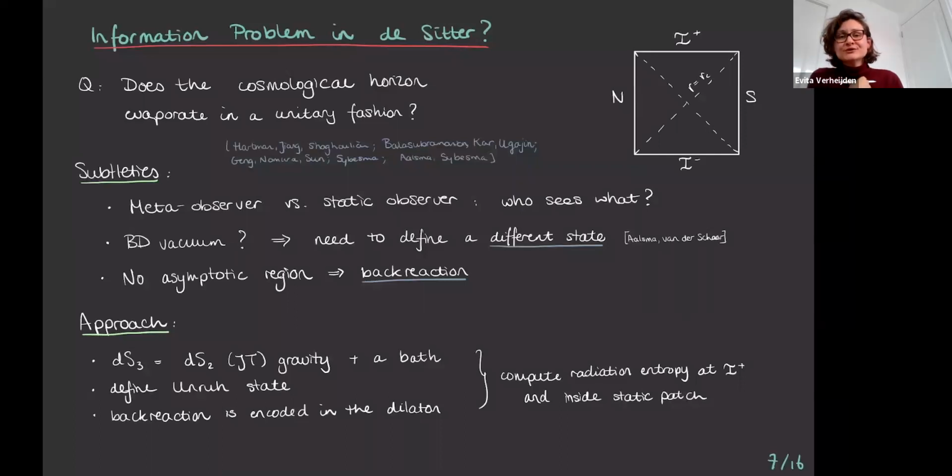Then we will define this Unitary state, this non-equilibrium state. And we'll take care of backreaction via the dilaton, because in these 2D dilaton gravities, all of the backreaction sits in the dilaton. And then we will use our higher dimensional system to compute the radiation entropy collected by observers at future infinity and inside the static patch.